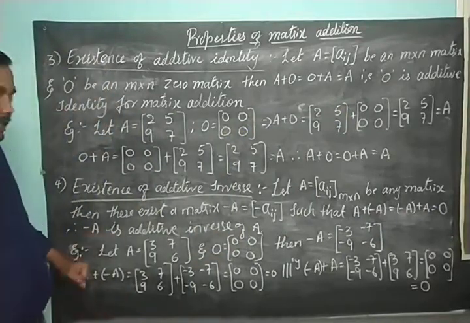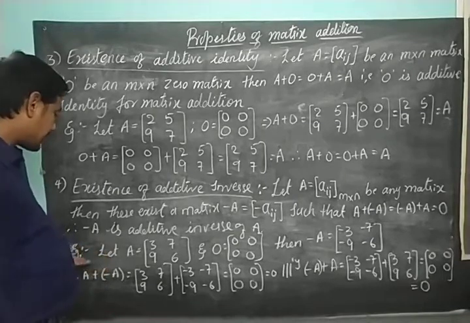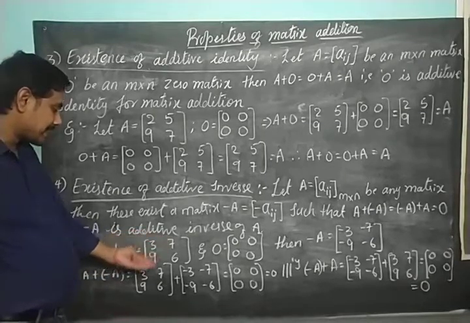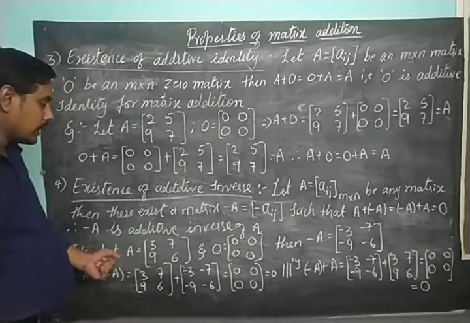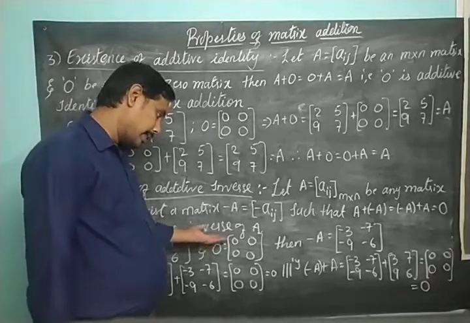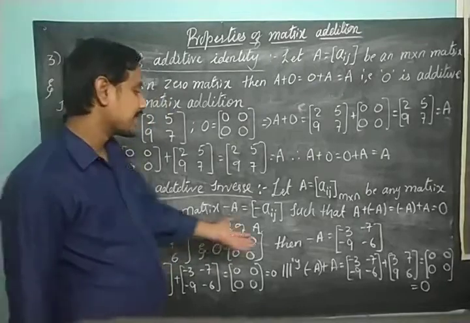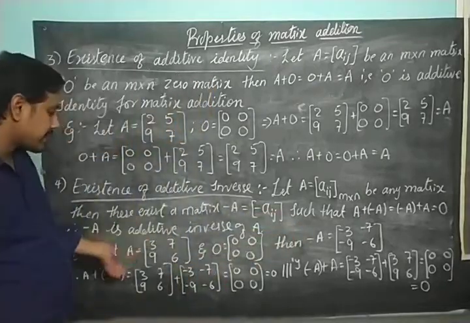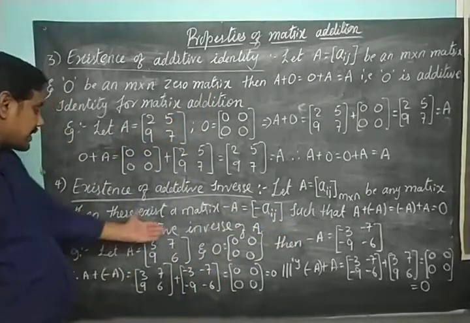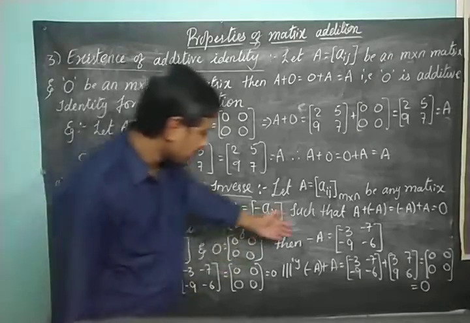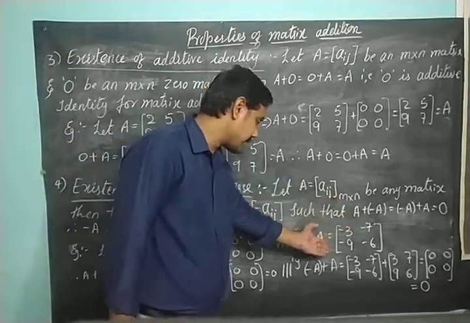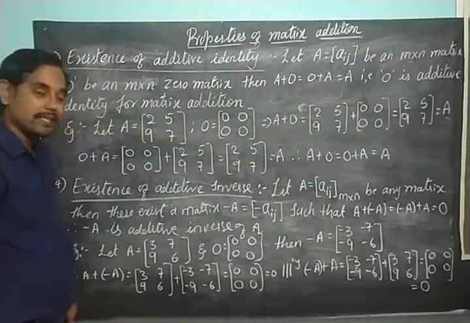Let us understand it with a simple example. Consider a simple matrix A, 3, 7, 9, 6, of order 2 cross 2, and O will be the zero matrix of the same order. Then what will be minus A? A is 3, 7, 9, 6. Minus A is minus 3, minus 7, minus 9, minus 6.